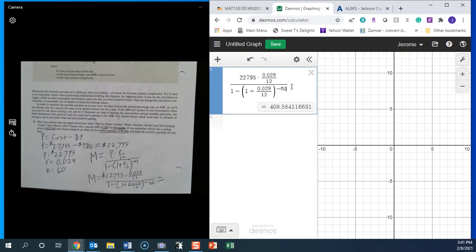And here we have our monthly payment. Now remember, when we're dealing with our money, typically we don't go past 2 decimal places, typically. So we will go to 2 decimal places here. It'll be $408.58. So that will be your monthly payment. Any questions?